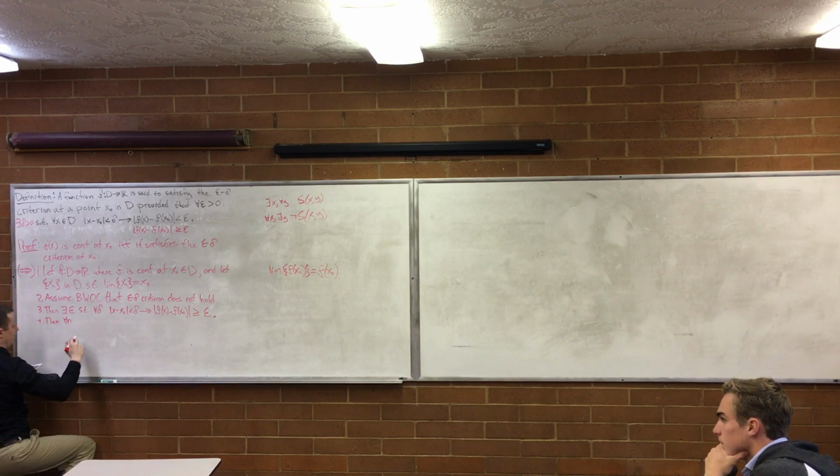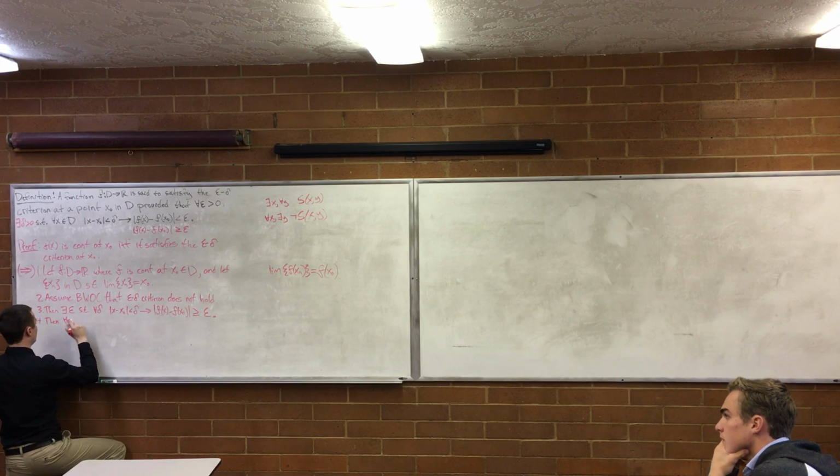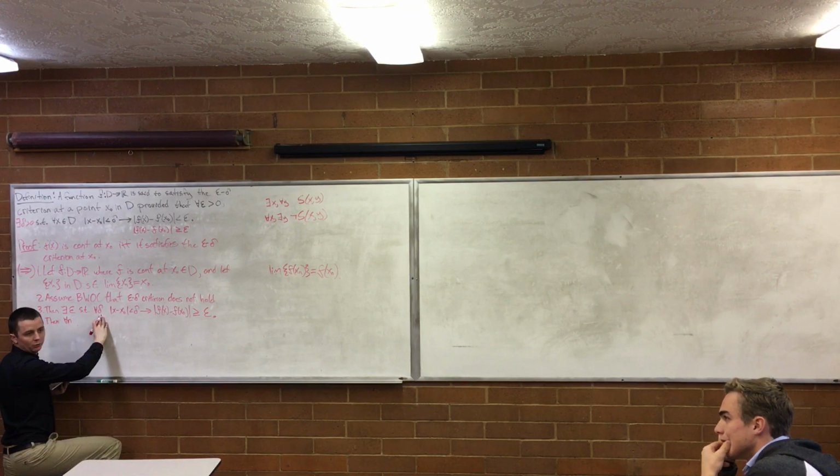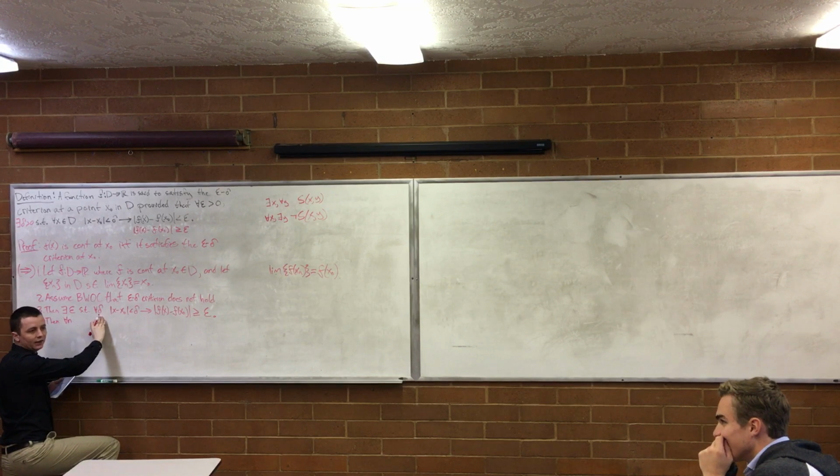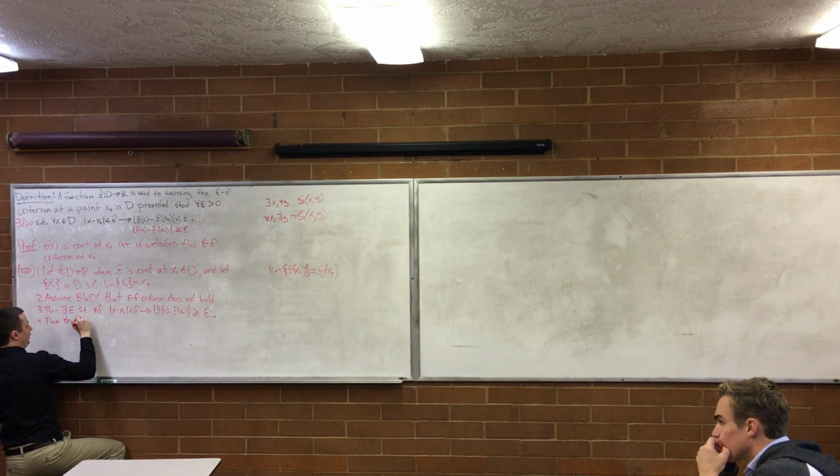Then for all n, I'm not sure how I want it. I want my delta to be 1 over n, and that would work for any n I pick. So here's what I'm getting at. Tell me if this is confusing.